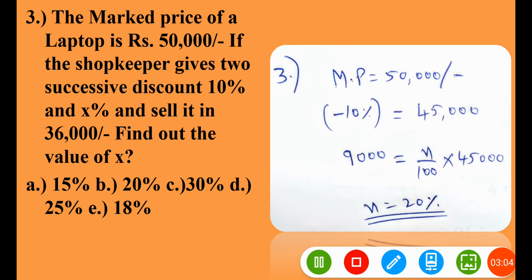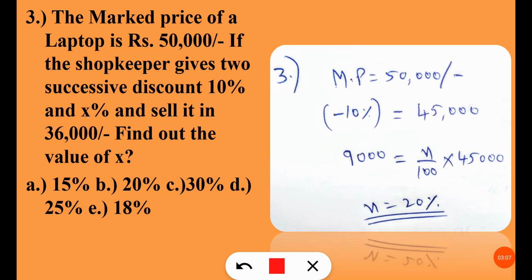Moving to the third question. The marked price of a laptop is 50,000 rupees. If the shopkeeper gives two successive discounts 10% and x% and sells it for 36,000 rupees, find out the value of x. Marked price is 50,000 rupees. The first discount was 10%, so minus 10% is 50,000 minus 5,000 equal to 45,000.